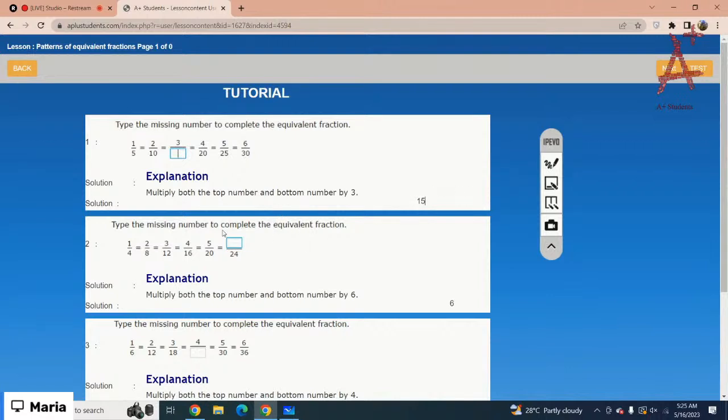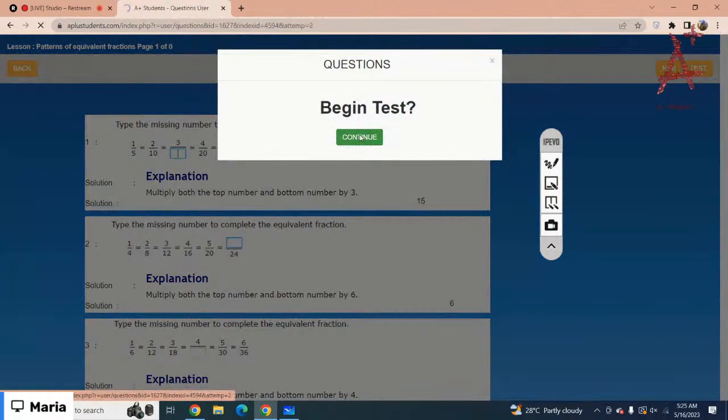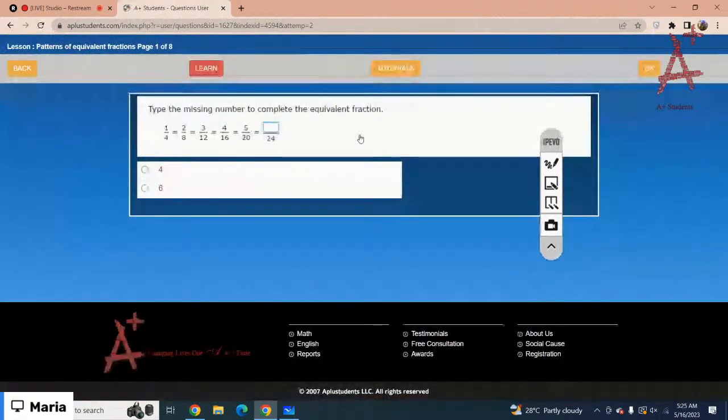Got it? Okay, now just look at this one. Type the missing number to complete the equivalent fraction. You're going 1 times 2, 1 times 3, 1 times 4, 1 times 5. That means now it would be 1 times 6. So the missing number is 6. Let's just start with the test question. Okay, type the missing number to complete the equivalent fractions. So just look for the pattern.